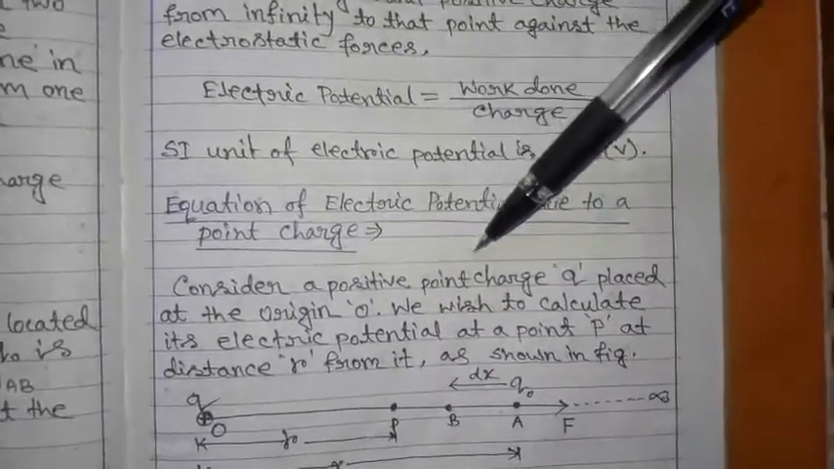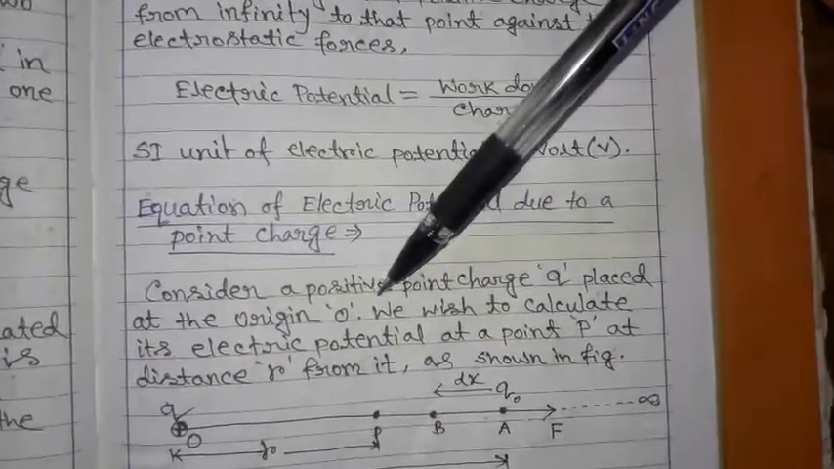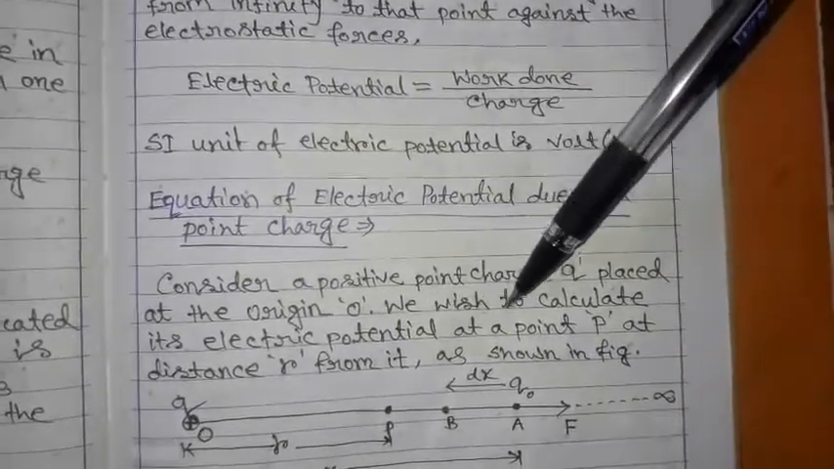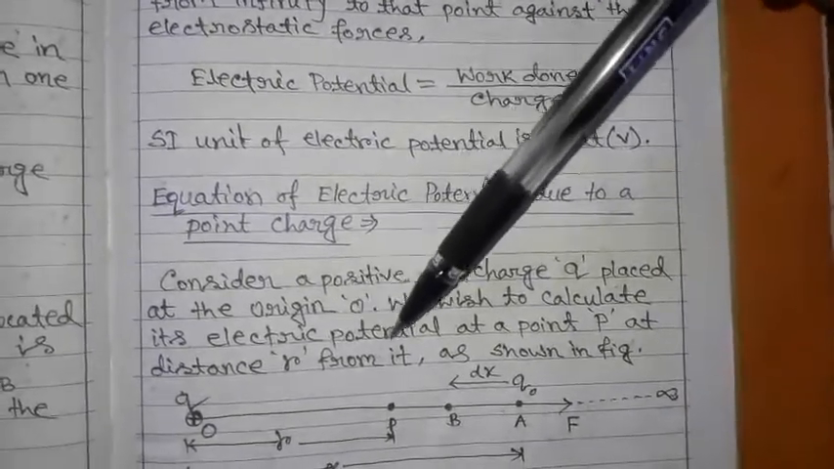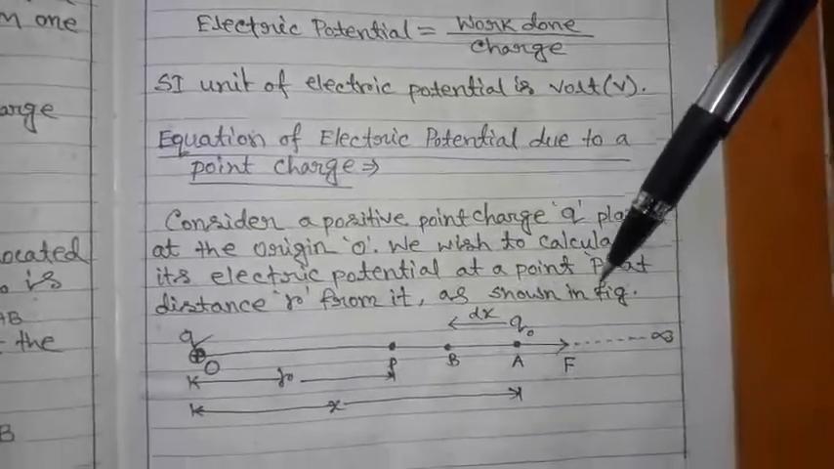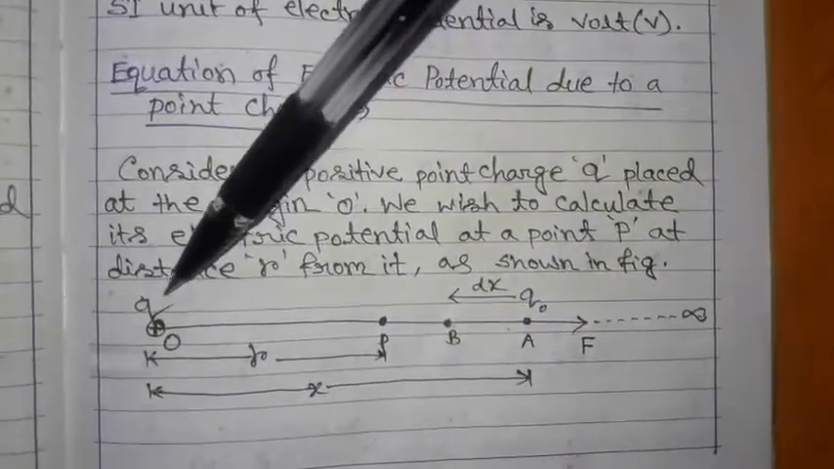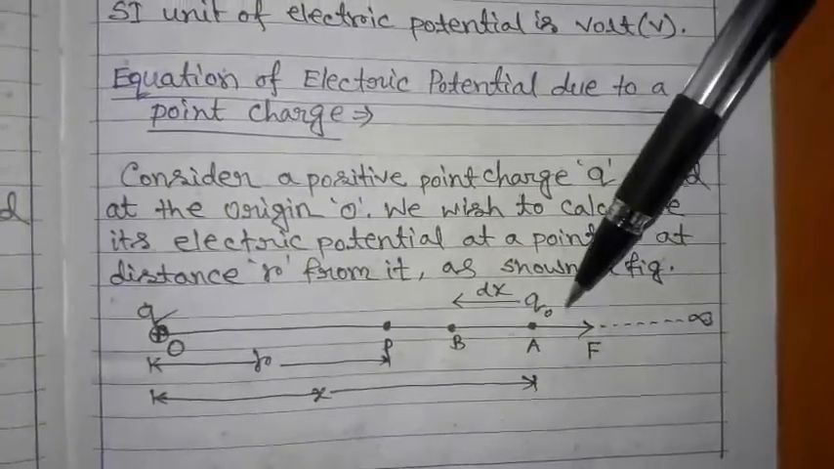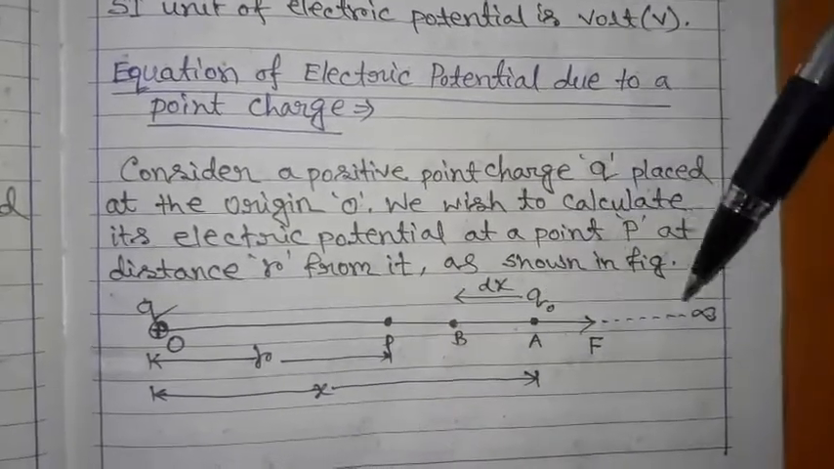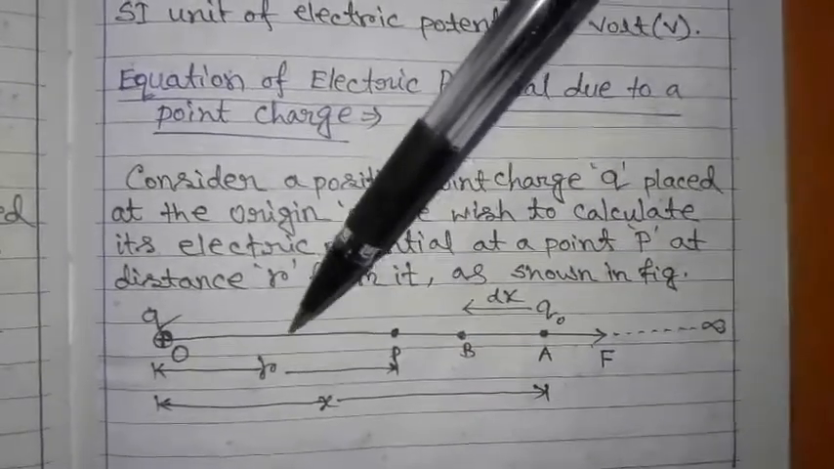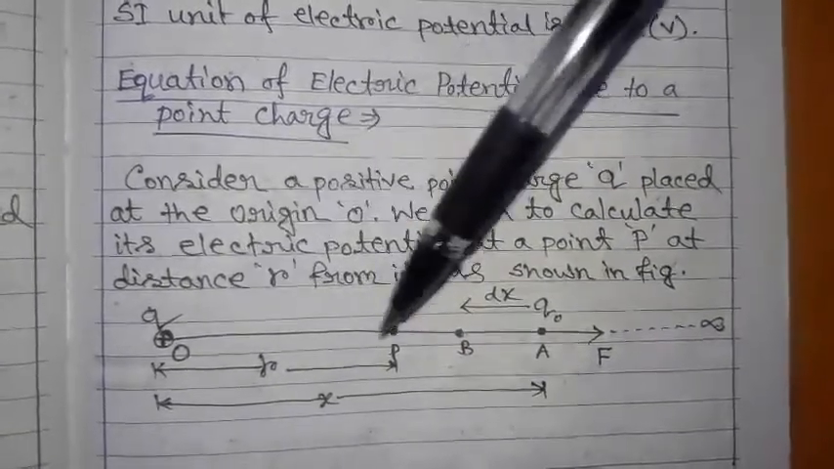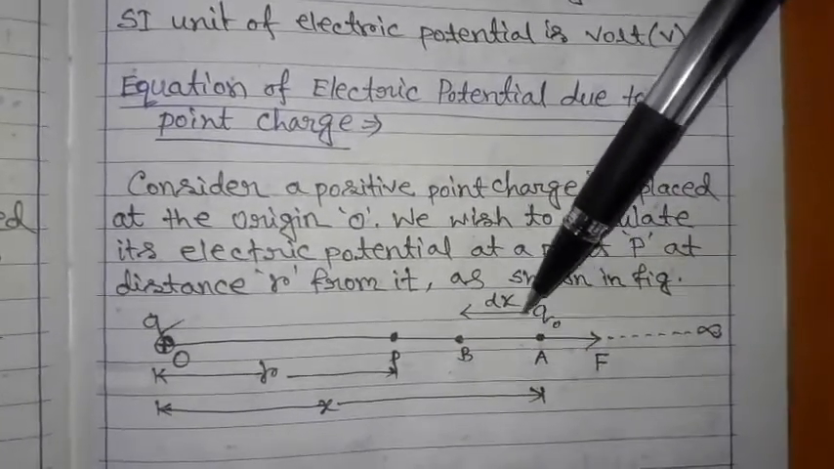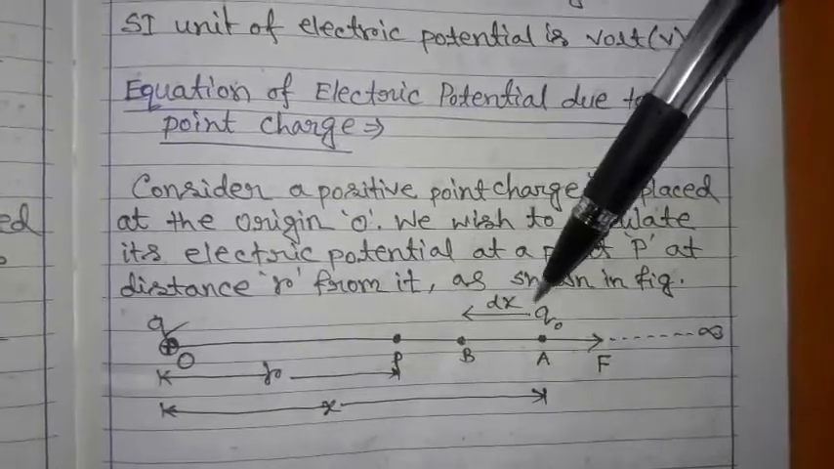Consider a positive point charge Q placed at the origin O. We wish to calculate its electric potential at a point P at a distance r from it, as shown in the figure. Here in the diagram we see we have taken a charge plus Q at the origin O. We have to move a test charge Q0 from infinity to the point P at a distance r from the origin O. For that we have taken arbitrary points A and B and we have calculated the small work done due to displacement dx.